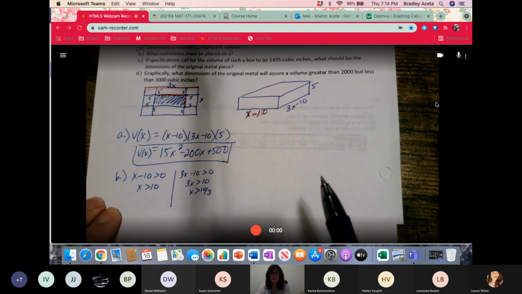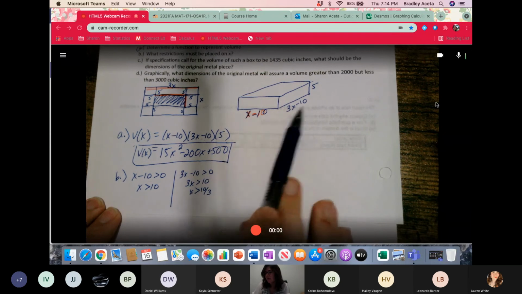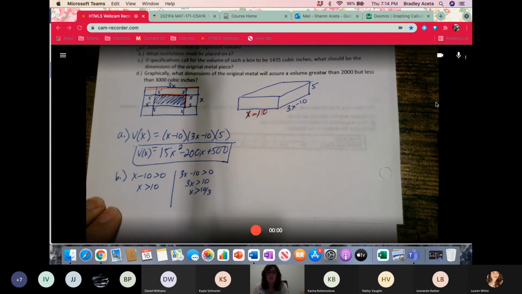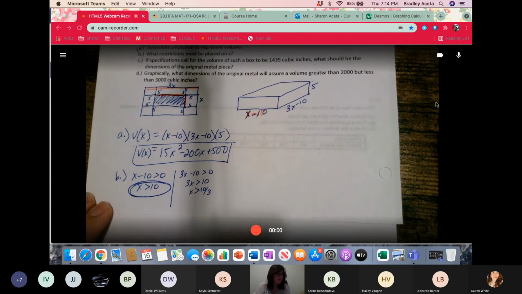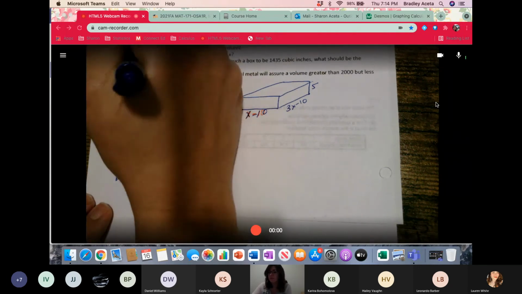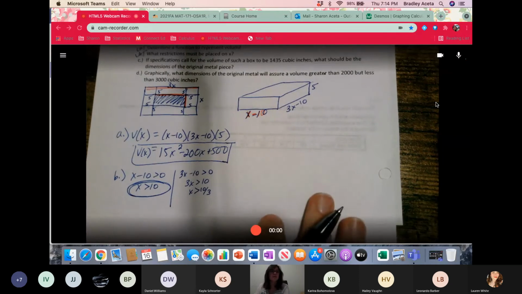Now let's just real quick talk about this. 10 thirds is roughly 3 1/3. So this part is saying I want x to be bigger than 3 1/3 feet. But this part is saying no, I need x to be bigger than 10. You want to choose the one that's going to work for both. So we're going to choose this as part of our restriction. We want our x to be bigger than 10. That's the one for part B. Those are the restrictions placed on x.